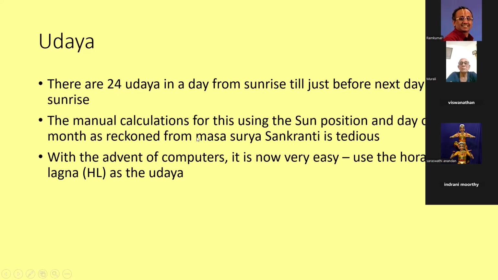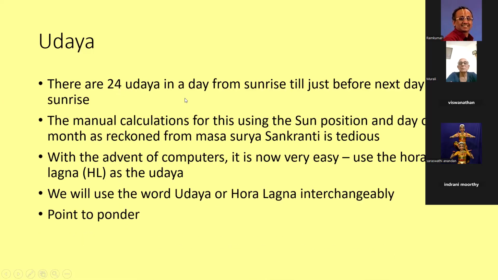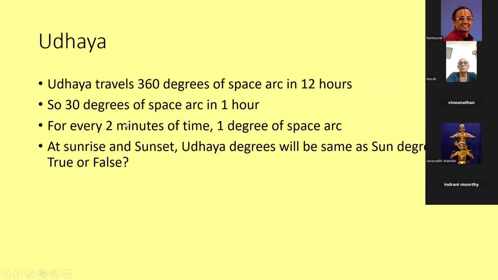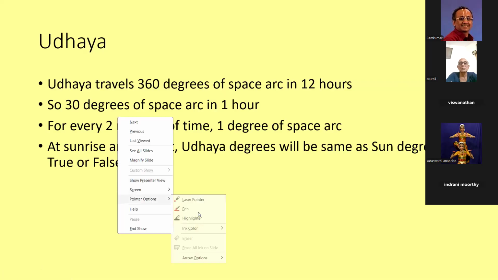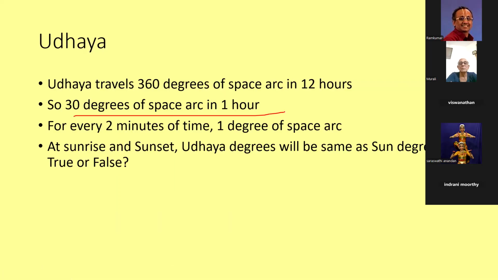Okay. We will not go into the calculations for Udaya. We just have 3 points to remember. Okay, 24 Udaya in a day, right? Udaya travels 360 degrees in 12 hours. So, you know the math by now. For every 1 hour, it will travel 30 degrees, right? Same thing, for every 2 minutes, it will travel 1 degree of space arc.